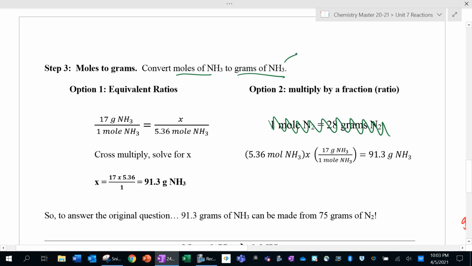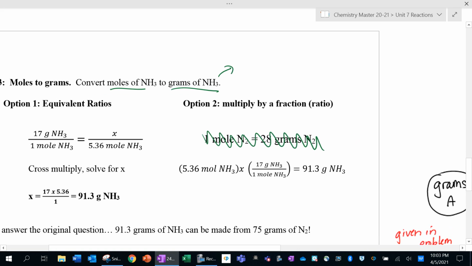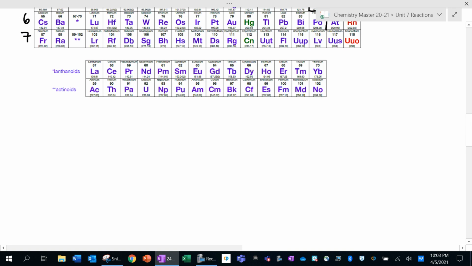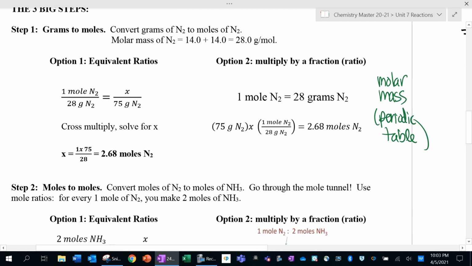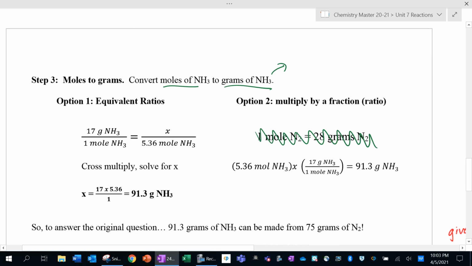So what I'm going to do is look on the periodic table. Nitrogen has a mass of 14, hydrogen has a mass of 1. So I'm going to add up 14 plus 1 plus 1 plus 1, the mass of nitrogen plus three hydrogens. That is 17. What that number on the periodic table tells you is how many grams 1 mole of that substance weighs. So 1 mole of NH3 weighs 17 grams.